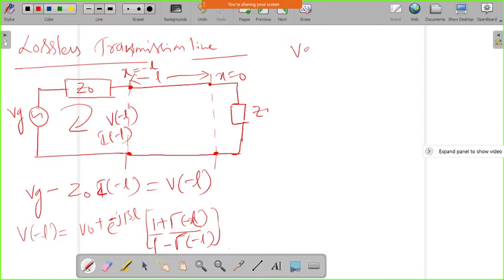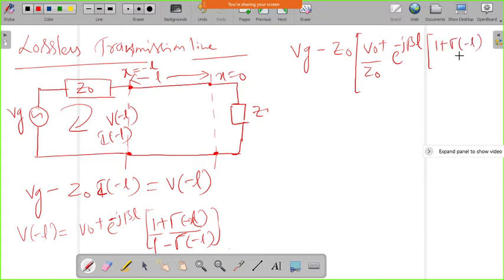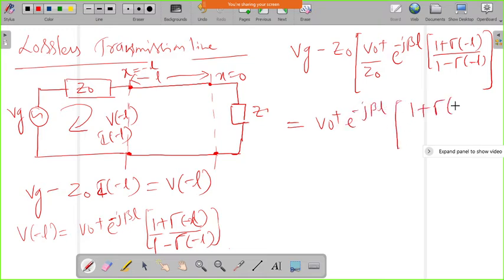So now we can write that Vg minus Z0. Even we can substitute for I of minus L, which is nothing but V0 plus by Z0 into e power minus j beta L, into 1 plus gamma of minus L divided by 1 minus gamma of minus L. Okay, so this is I of minus L, which is equal to V of minus L, that is V0 plus into e power minus j beta L into 1 plus gamma of minus L divided by 1 minus gamma of minus L. Okay, so this is the equation you are going to get.